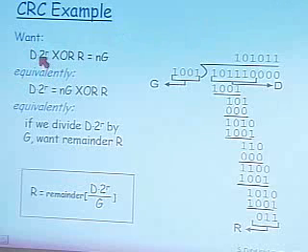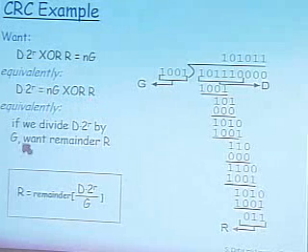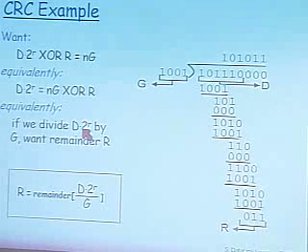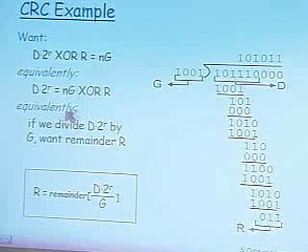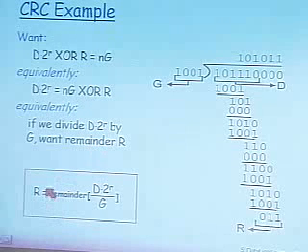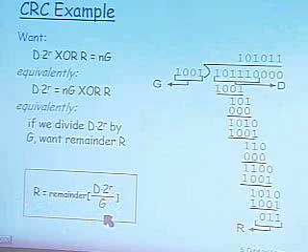Now if D times 2 raised to R XOR R is nG, you can do an XOR on both sides. XOR of something with itself will give you 0. So we get D times 2 raised to R is this quantity nG XOR R. Now if we divide D times 2 raised to R by G, we should get a remainder R. Dividing both sides by G, we want the remainder to be R. So the way to construct those R parity bits, once you agree on this G in your transmission scheme, is that R is the remainder of D times 2 raised to R divided by G.